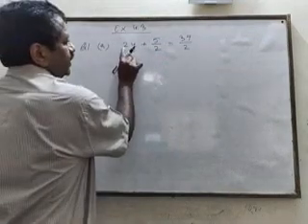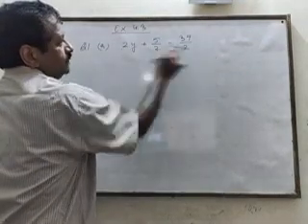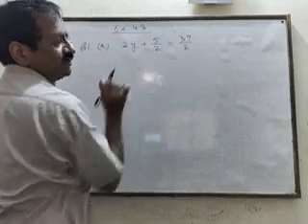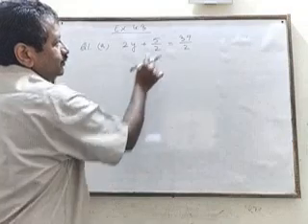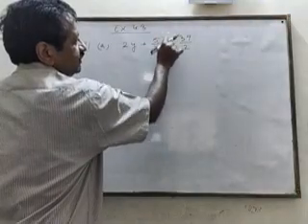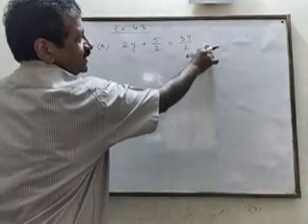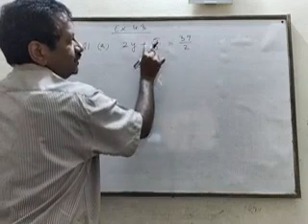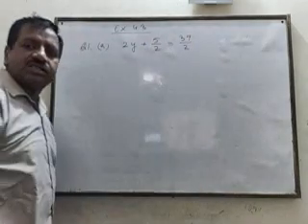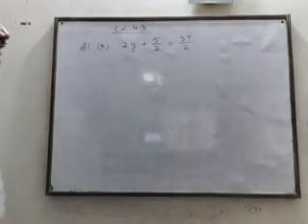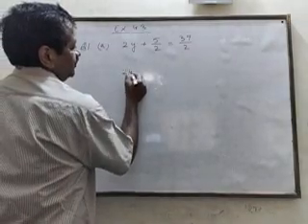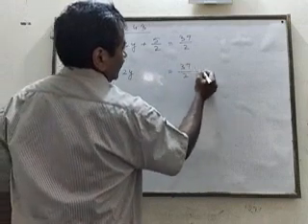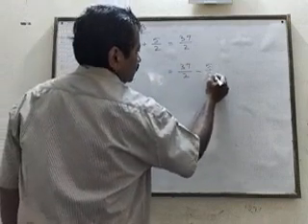Again, we cannot shift this 2 to that side because it is multiplying with y only. It is not multiplying with this 5 upon 2. So what will we do? We will shift this number to that side. It is plus 5 upon 2, so it will be shifted to that side. Minus 5 upon 2 will be there. So 2y is equal to 37 upon 2 minus 5 upon 2.